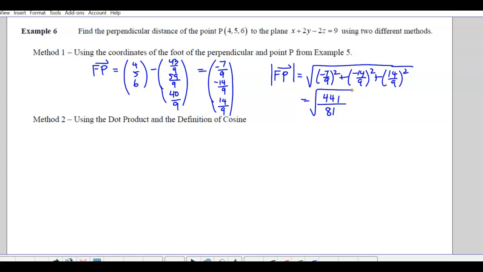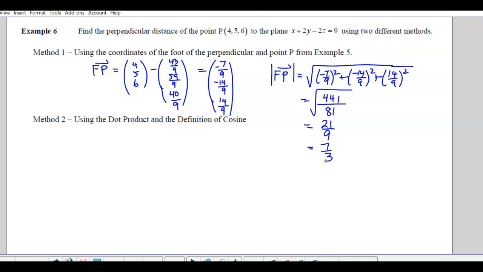So there's the root of 441 over 81. The square root of 81 is 9, and the square root of 441 is 21, which actually simplifies. You could have simplified that fraction, but this works out to 7 over 3. Okay, so that's the distance from the foot of the perpendicular to point P, using our work from example 5.